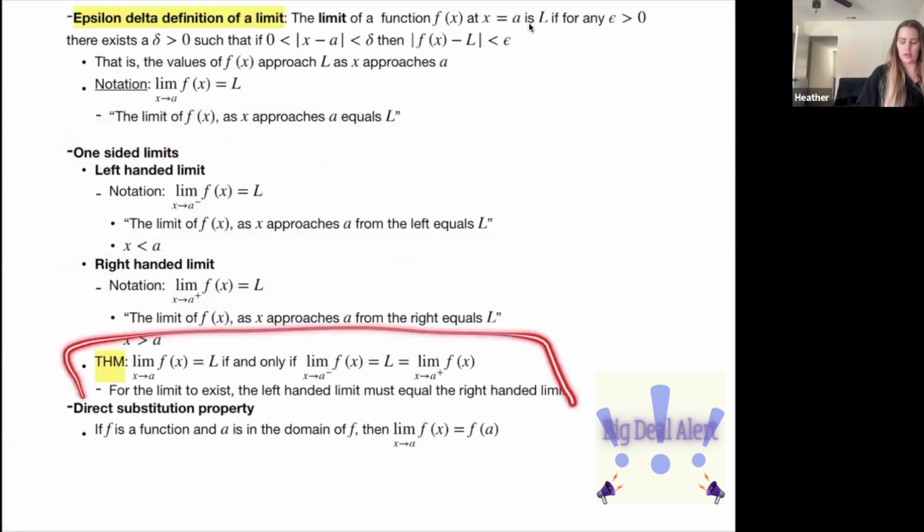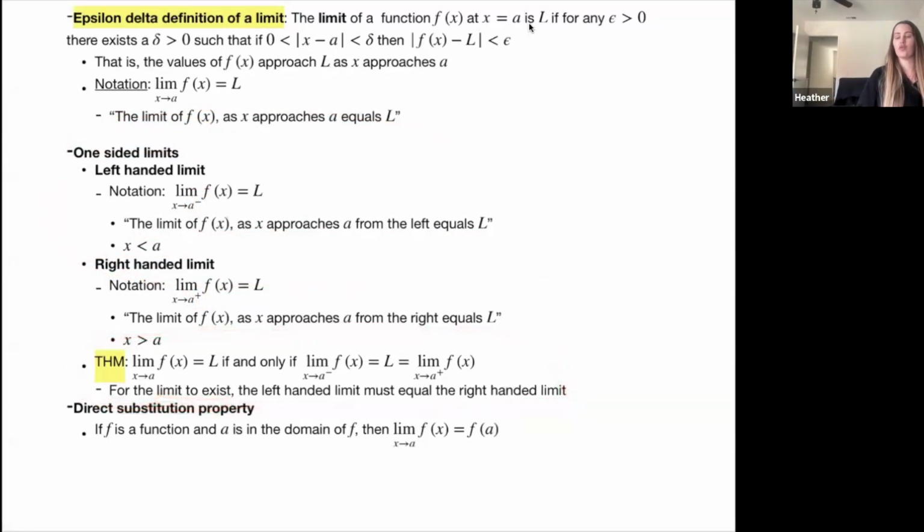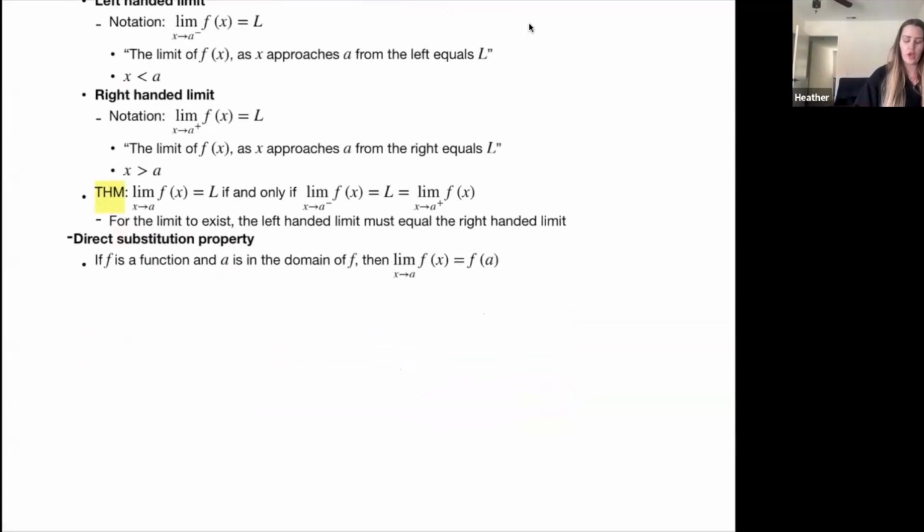Big deal alert, this theorem right here: for the limit to exist, the left and right-handed limits must be equal. So they must meet. We can't have any jumps. We can't have any asymptotes, right? For that limit to exist, the limit from the left has to equal the limit from the right.